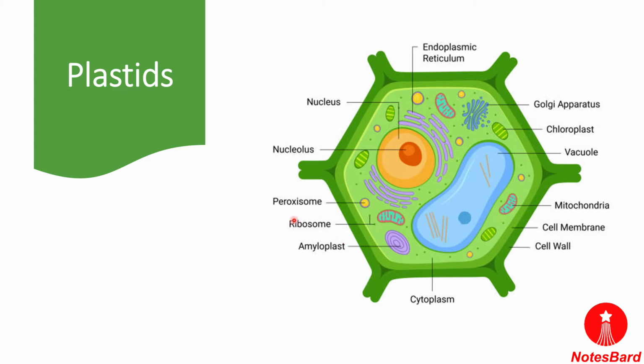Now where are the plastids shown in the figure? The amyloplast and the chloroplast shown in this figure are types of plastid. So what is a plastid? Plastids are double membrane organelles that are found in the cells of plants and algae. So they are only found in plants and algae.